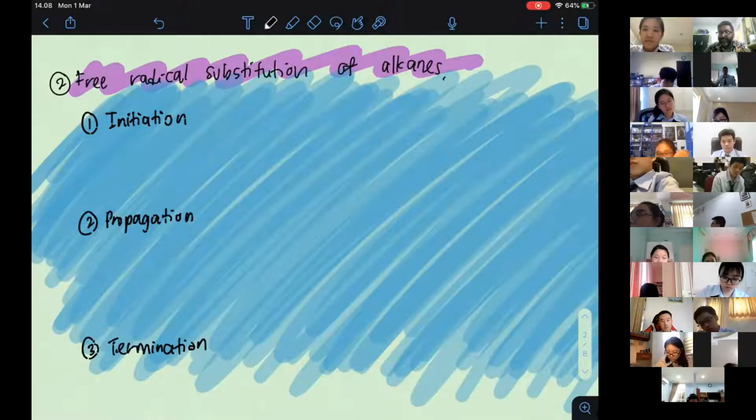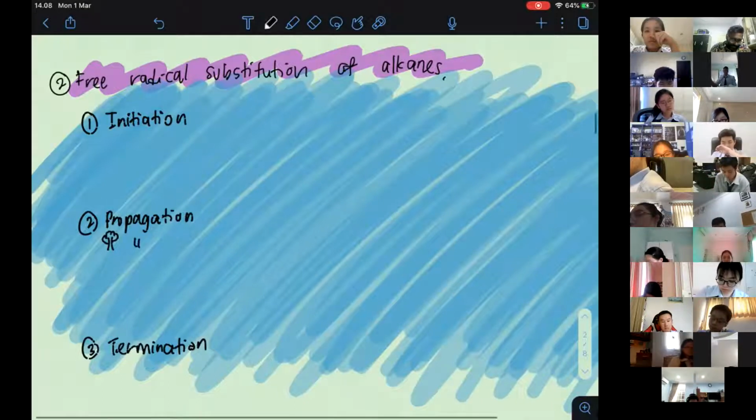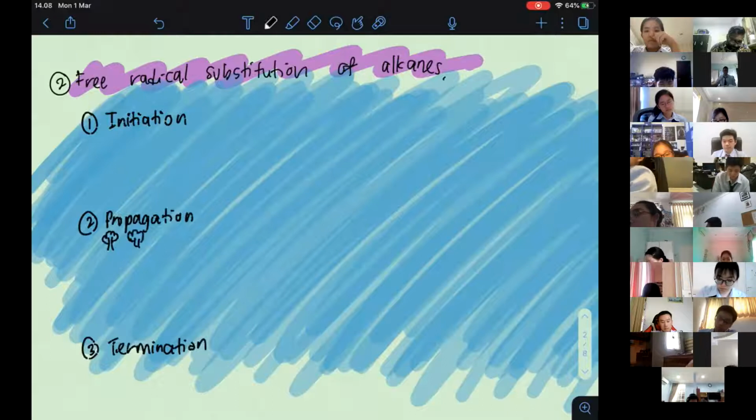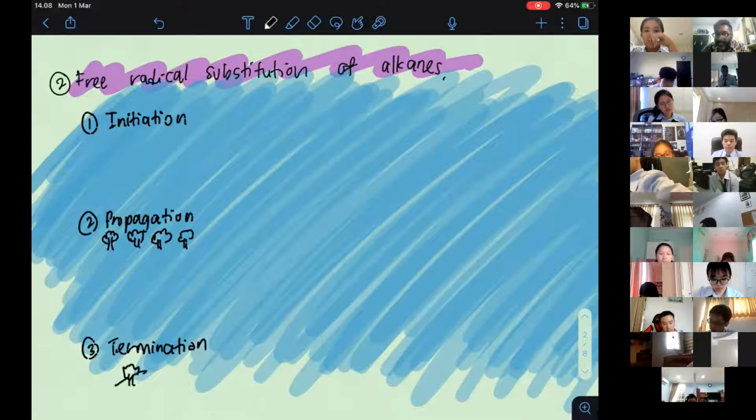Initiation is when you start the reaction. Propagation is like when you have a plant, you propagate them so that you get more plants. That is propagation. Termination is when they become like trees, you cannot control them, so you cut them. So that is termination.